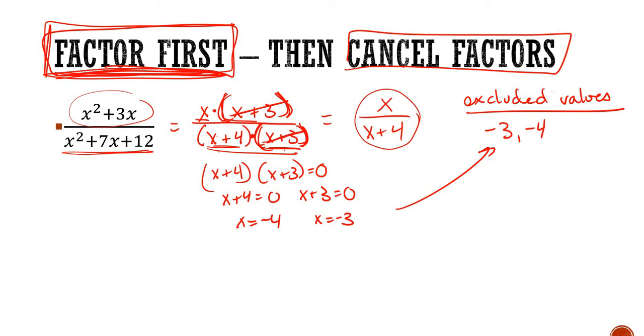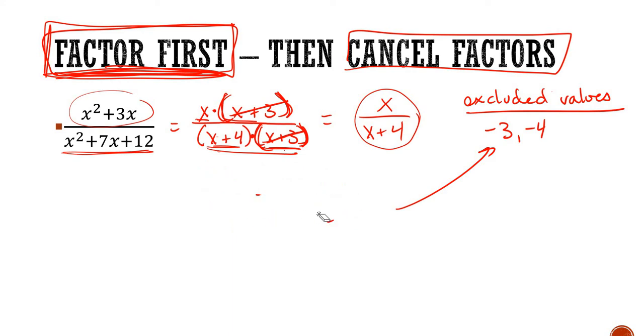Once I've factored everything, found my excluded values, then I can cancel any like factors and get a simplified version. What this means is that for any values except for -3 and -4, if I plug the value into the original, I will get the same as if I plug it into the simplified version.